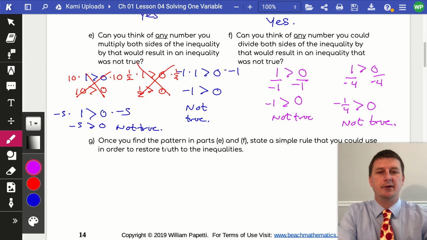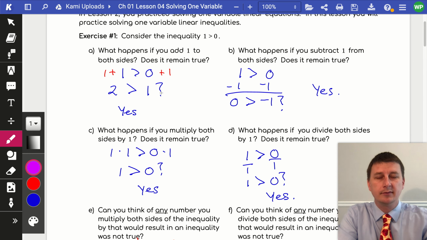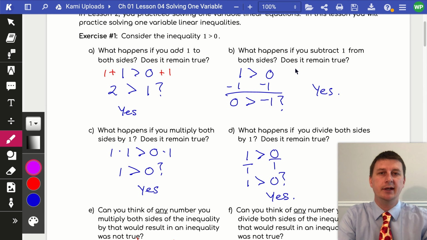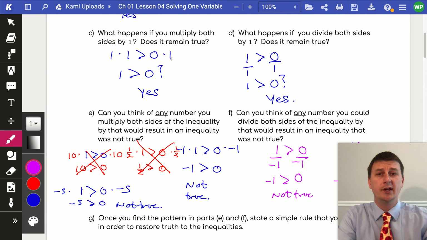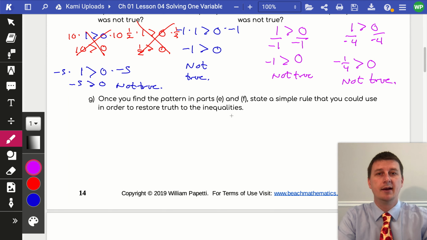So we found a pattern in parts E and F. The pattern is that we could add anything to both sides of an inequality and it remains true. We could subtract anything from either side of an inequality and it remains true. We could multiply anything as long as it's not a negative number on both sides of an inequality and it will stay true. And we could divide anything on both sides of an inequality as long as it's not a negative number and it will stay true. But when we do multiply by a negative, it does not stay true.